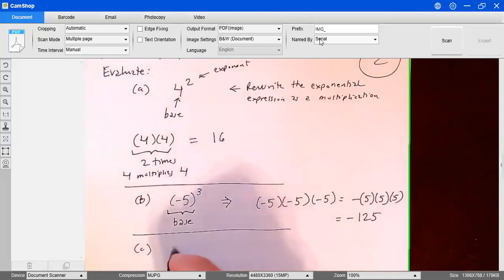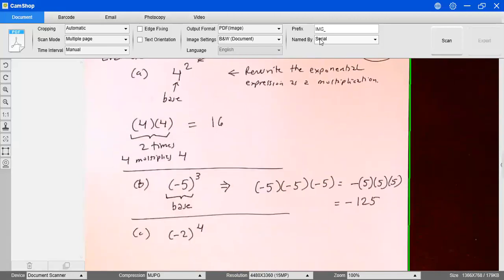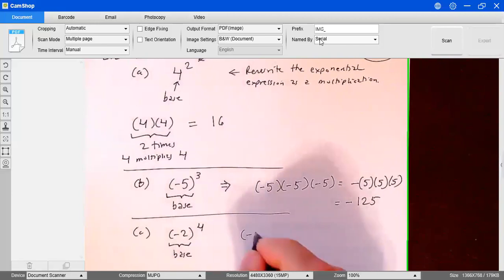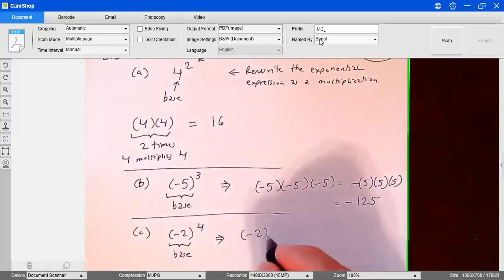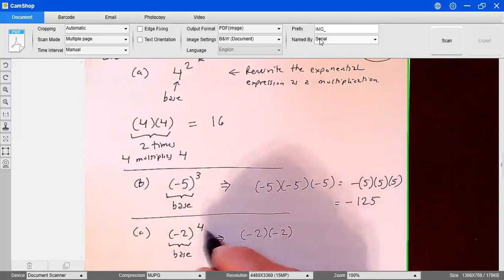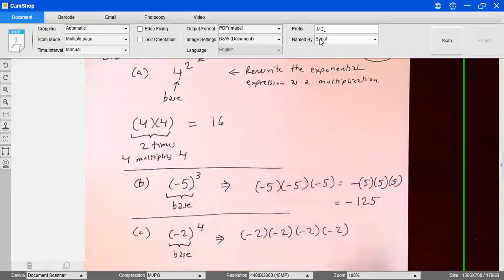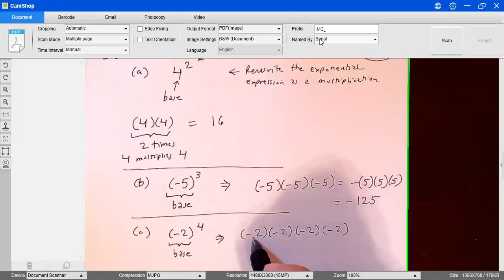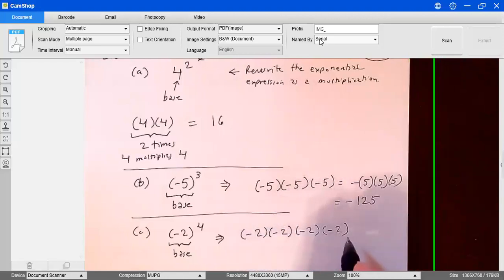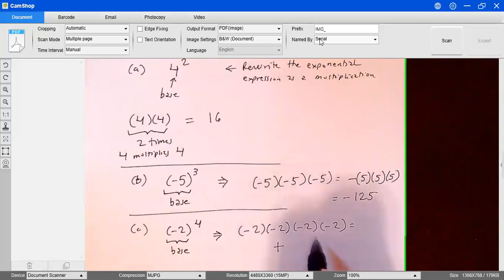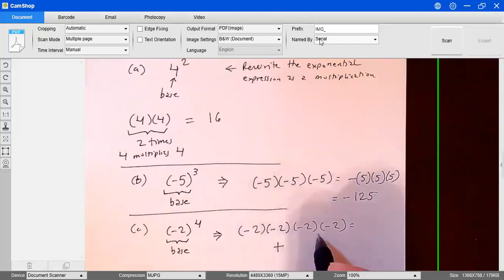Okay, that's one more problem. Then we have (-2) to the 4. Again, the parentheses indicate that the base is -2. The base is negative. So this means that we're going to multiply -2 by itself, so by -2. How many times? You look at the exponent. It says 4. Then I need to write 4 times -2. So now we have an even number of negative numbers. So that means that the answer is going to be positive because you have an even number of negative factors.